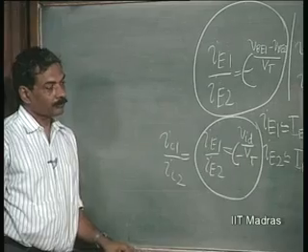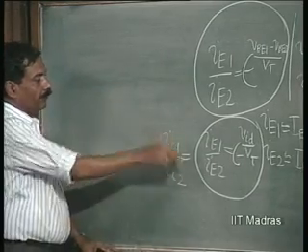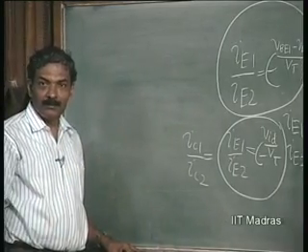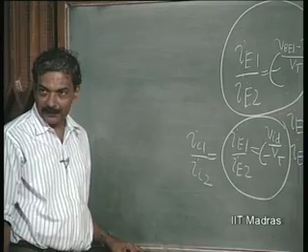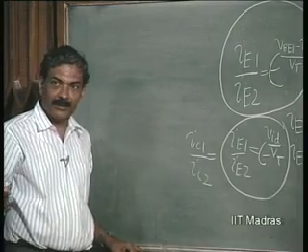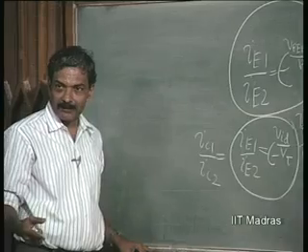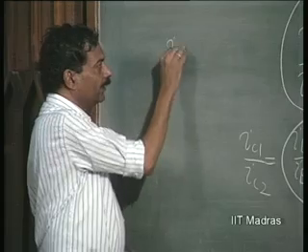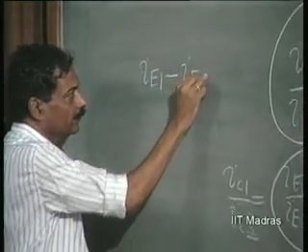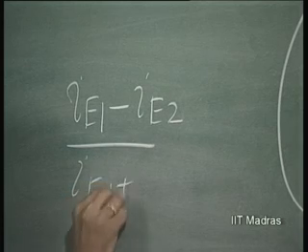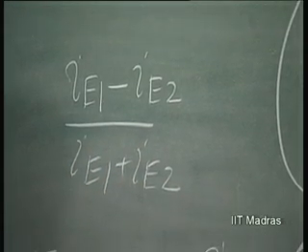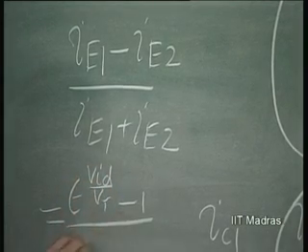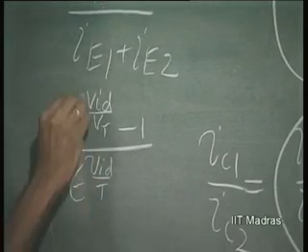Now, we will have, therefore, if A by B equal to R, A minus B by A plus B is equal to R minus 1 by R plus 1. This is the ratio relationship, you know. If A by B is equal to a ratio R, A minus B by A plus B is equal to R minus 1 by R plus 1. So, using that, IE1 minus IE2 by IE1 plus IE2 equals exponent VID by VT minus 1 by exponent VID by VT plus 1.